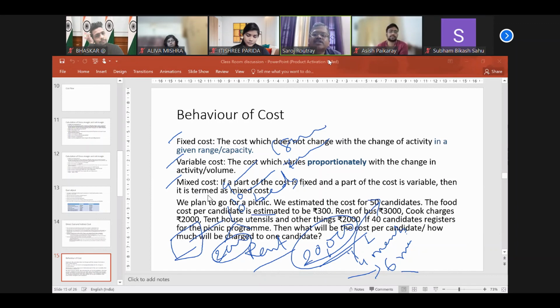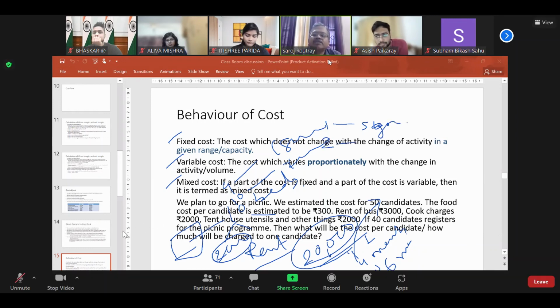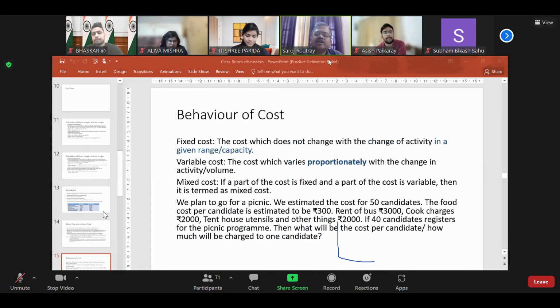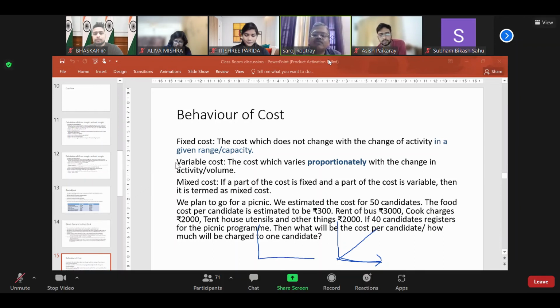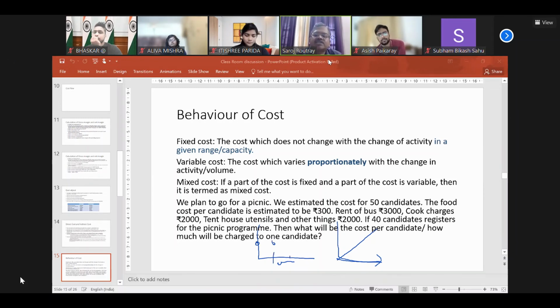We manufacture, say, markers. For one marker, I need 5 grams of plastic. For 2 markers, 10 grams of plastic. For 100 markers, 500 grams of plastic. What is happening? The cost is varying proportionately. When the units are increasing, the cost is also increasing. What was happening in case of rent? When the number of people increases, the cost remains 20,000. At 4, 20,000. At 6, also 20,000. It's a fixed cost.